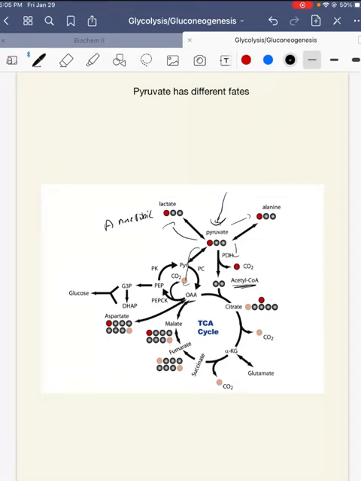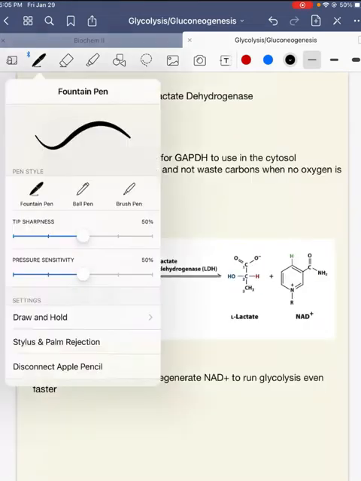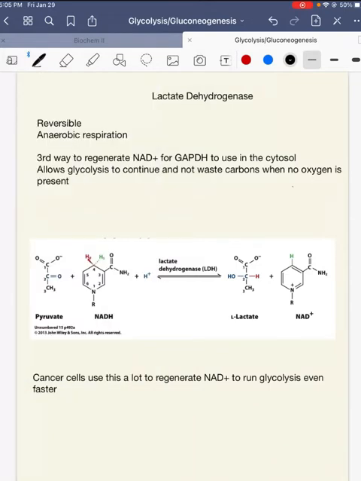Okay. So lactate dehydrogenase is the enzyme that takes pyruvate and converts it to lactate. This uses NADH, and it generates NAD. NADH is oxidized to NAD+, and pyruvate is reduced to lactate. So this enzyme is reversible. It's mainly used under anaerobic conditions. So if you don't have a lot of oxygen, it's a way for the cell to not waste the carbons made from glycolysis. And it also generates NAD.